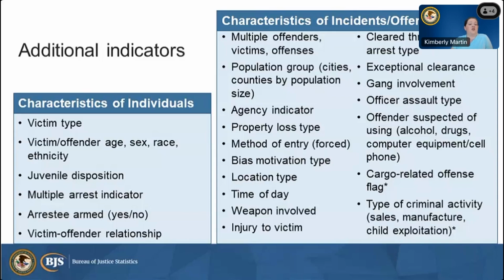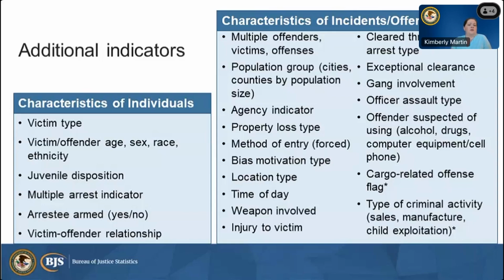If it's an arrest of a juvenile, you will get what the disposition is for that juvenile. But I think a lot of the most informative aspects about some of these incidents come from the incident characteristics that NIBRS collects for these crimes. Not only can you get information on multiple offenders, victims, and multiple offenses within a NIBRS incident, there is also additional information you can get for certain crimes.